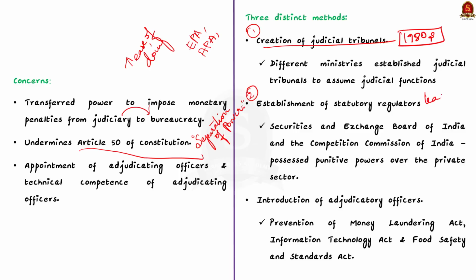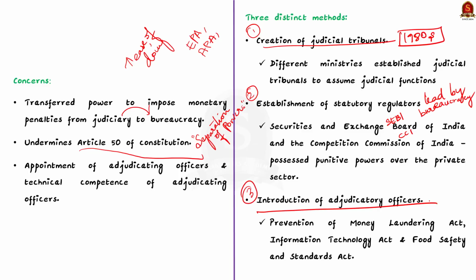The Union government created statutory regulators like the Securities and Exchange Board of India and the Competition Commission of India, which possessed punitive powers over the private sector. Many of these positions are occupied by senior bureaucrats. And finally, the introduction of adjudicatory officers.